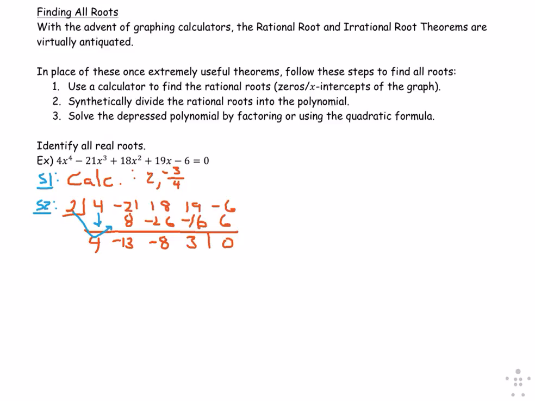A remainder of 0 from the remainder theorem tells us that 2 is a factor of that polynomial, which we found using graphical techniques, using a graphing calculator. So now, this is neat. What we have just found here is 4x cubed minus 13x squared minus 8x plus 3 equals 0. And we have boiled out the x minus 2 factor.